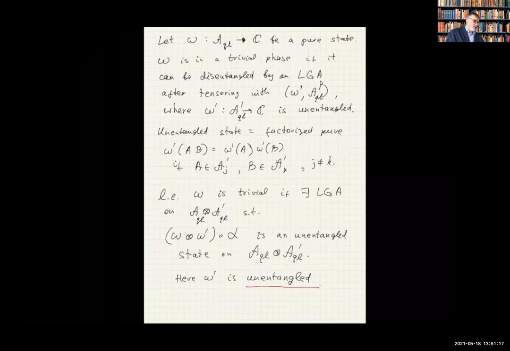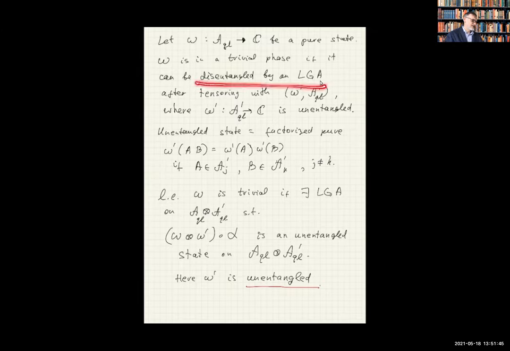And finally, I can try to formulate what it means to be in a trivial phase, which Lucas called short-range entangled, and also to be in an invertible phase, using this quantum information framework where I replace unitary circuits with these fuzzy ones. So, for example, what is a trivial state? A state is in the trivial phase if it can be disentangled by an LGA, but perhaps after tensoring with some unentangled state, a stabilization similar to what you do in K-theory. An unentangled state is simply a factorized pure state. It has the factorization property: for two observables on different sites, the expectation value just factorizes.